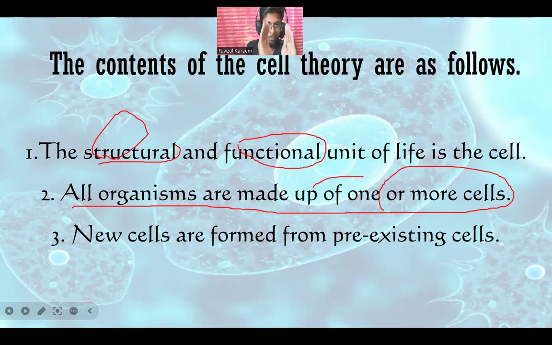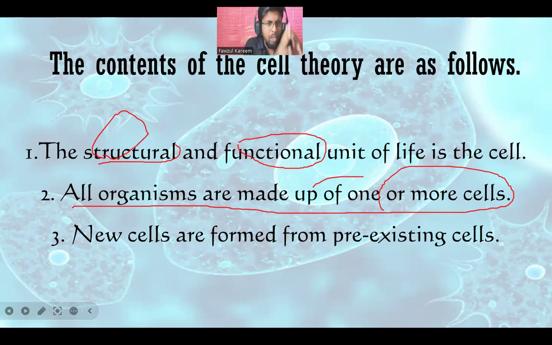That means if you want to say this is an organism or that is an organism, they must have even one cell. Then only we can say it is an organism. Clear? If you want to say this is an organism, then what is the condition? They must have even one cell or more cells.